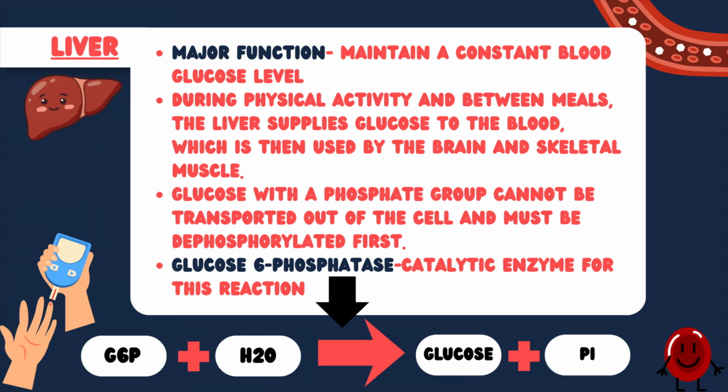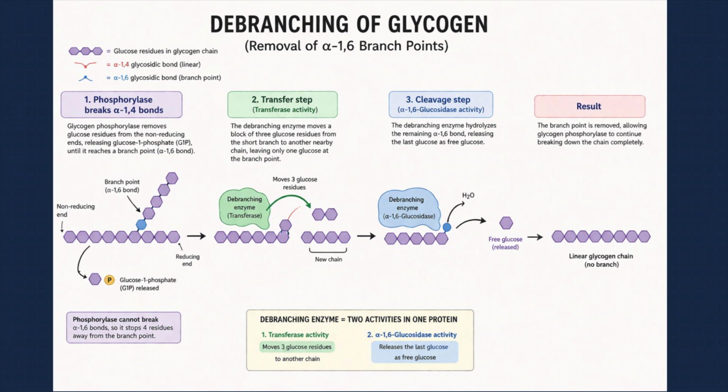The catalytic enzyme for this reaction is glucose 6-phosphatase. Now, to break glycogen down, it needs to debranch. In the first step of debranching of glycogen, phosphorylase breaks the alpha-1,4 carbon bonds. Glycogen phosphorylase removes glucose residues from the non-reducing ends, releasing glucose 1-phosphate until it reaches a branch point, then moves to the second step, the transfer step.